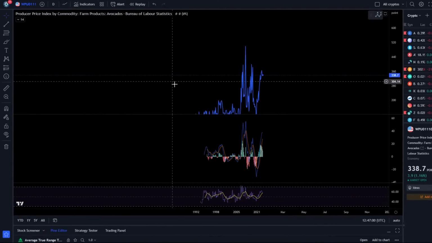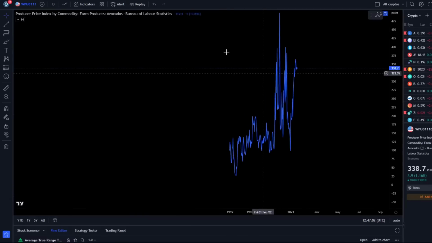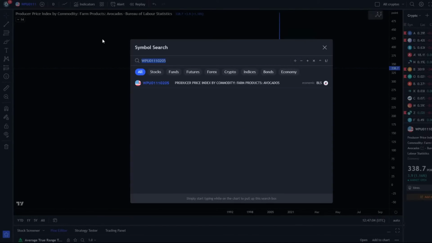That's the avocado prices. By the way, Bitcoin's price was correlated to avocados a few years ago. So I just looked that up actually.